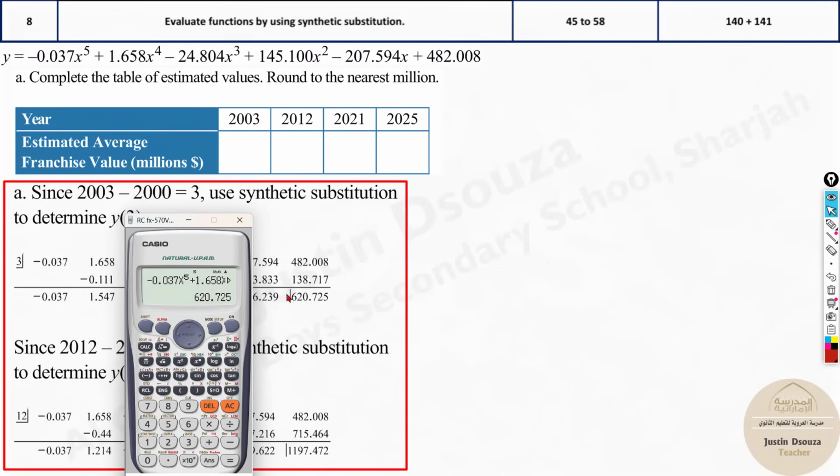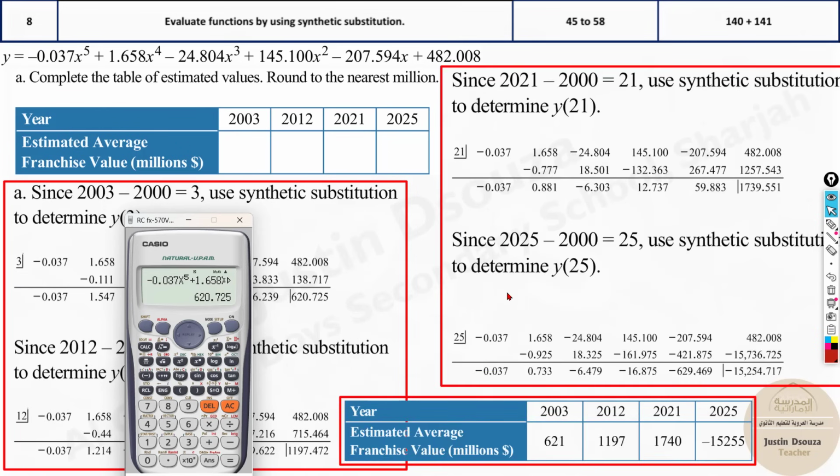This is the first answer for 3. Now you have to solve for the others. What is the second one? And you can see this is the table. They have approximated to million. 621 calculated at 12. That means from 2000, isn't it, over here? You need to write 12. That's it. x is 12. It's 1197. Now calculate it at 21.